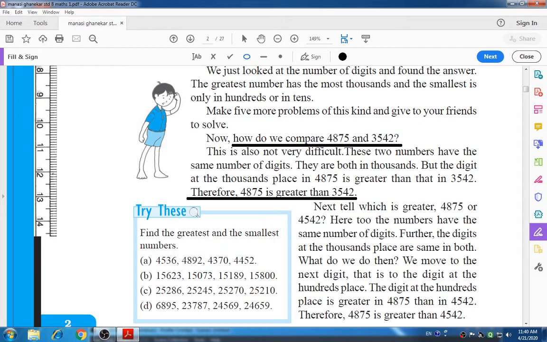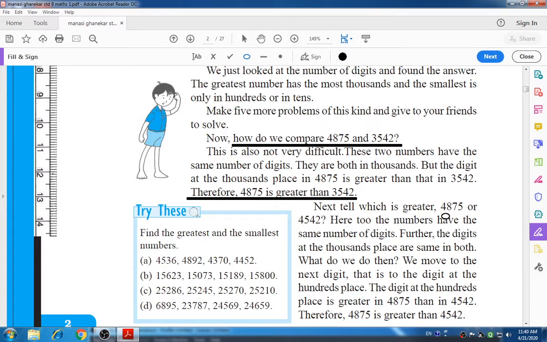Okay, so what do we do then? We move to the next digit, that is the digit at the hundred place. The digit at the hundred place is greater in 4,875 than in 4,542. Look here.